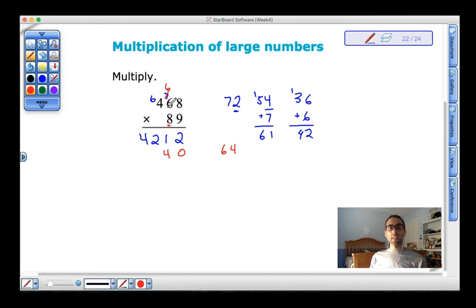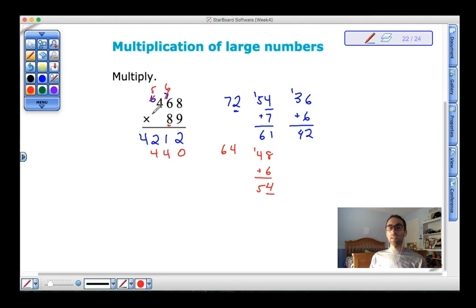I can then do 8 times 6, and I get an answer of 48. But I need to add to it this 6 from before. So I'll put that down over here. 8 and 6, I get an answer of 14. So 4 comes down, 1 on top. 1 plus 4 is 5. So now I could take this 4 and put it over on the bottom. And the 5 comes up in place of the 6 here.